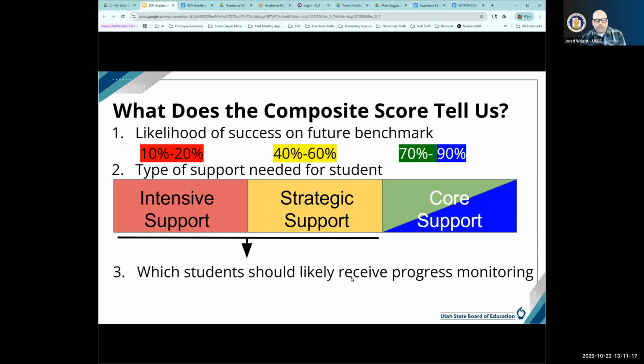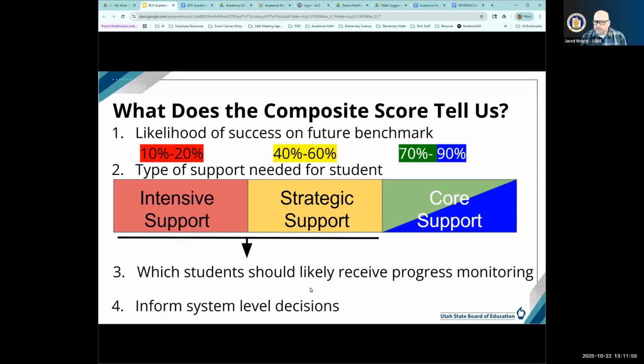It also helps us, as we look at the below and well below students, decide which ones we need to put into smaller groups and provide really focused instruction. And as we provide that instruction, we want to know: is this instruction even working? Are these students making the progress we want to see? That's why we implement progress monitoring. More details will be shared about progress monitoring, but the composite score gives us that level of whether they're going to need progress monitoring and additional support.